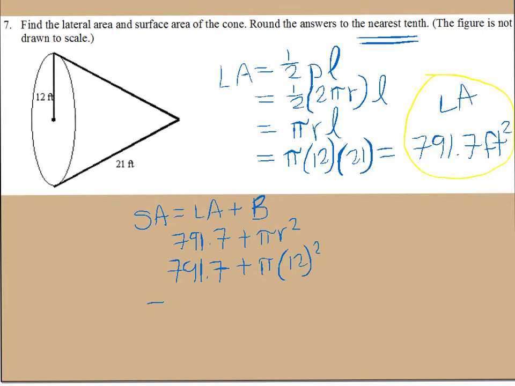So plugging into your calculator, 791.7 plus 144 pi, and rounding that to the nearest tenth, our surface area is 1244.1. And our units are feet squared. So here's our answer below for surface area.